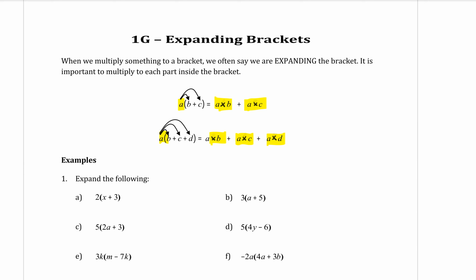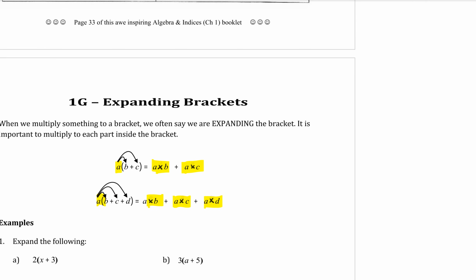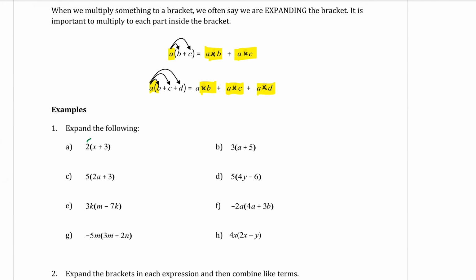All right, expanding out. I have a 2 out the front. So I'm going to go 2 times the x. Now we know that when we multiply in algebra, that just means that we sit them next to each other. 2x. Okay, that's the first one. Then I have a plus sign inside my bracket, so we write that down. And I multiply the second one. 2 times 3 is 6. And that's it. That's expanding.